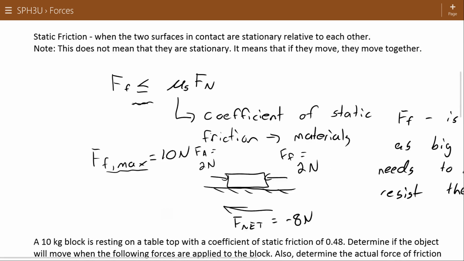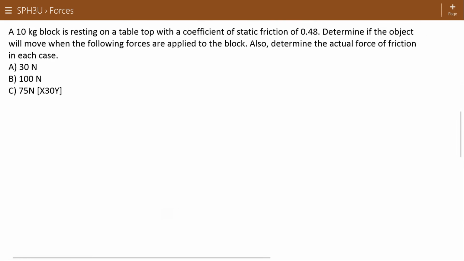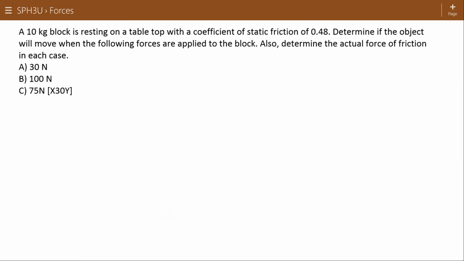Let's see what that looks like in an example. A 10 kilogram block is resting on a table with a coefficient of friction of 0.48. Here's my 10 kilogram block.